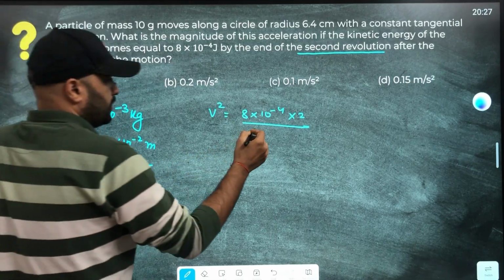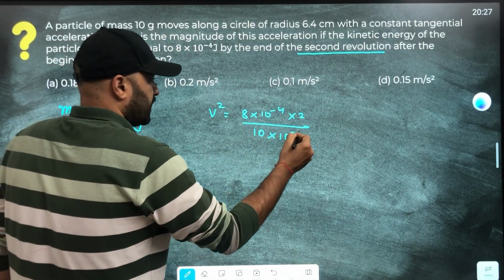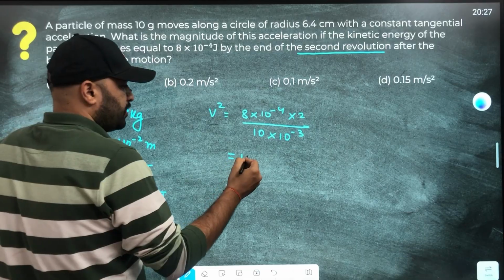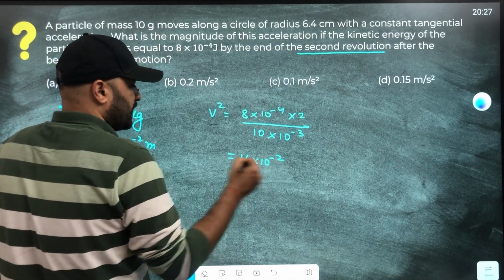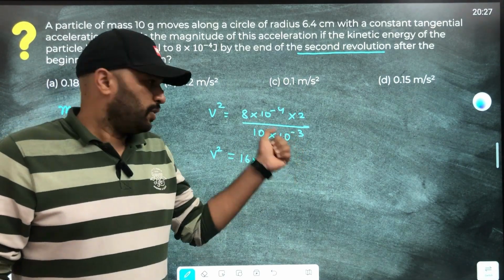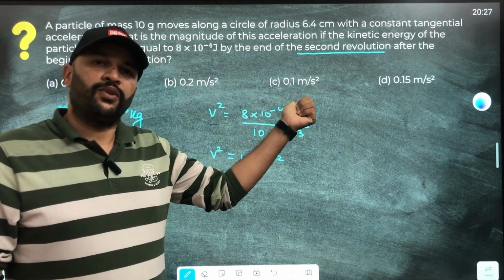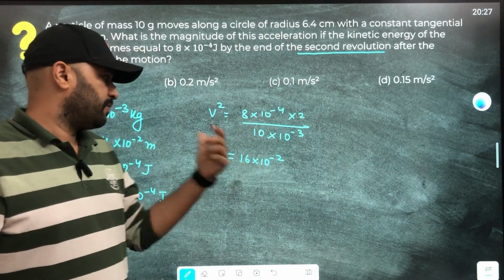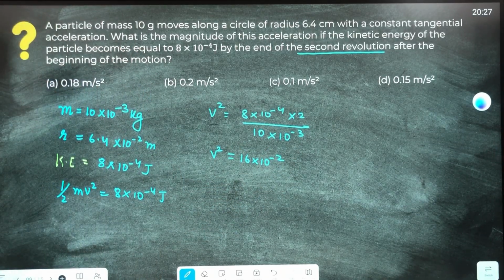What is the mass of the particle? 10 into 10 to the power minus 3, correct? Now that will give us 16 into 10 to the power minus 2. Okay, that's our v square. Why? 10 into 10 to the power minus 3 becomes 10 to the power minus 2, and this minus 2 goes up, and 10 to the power minus 4 becomes minus 2, right? And 2 into 8 becomes 16. That's our v square. I hope this is clear up till here.